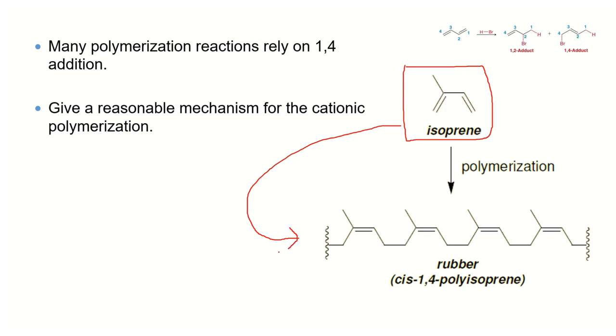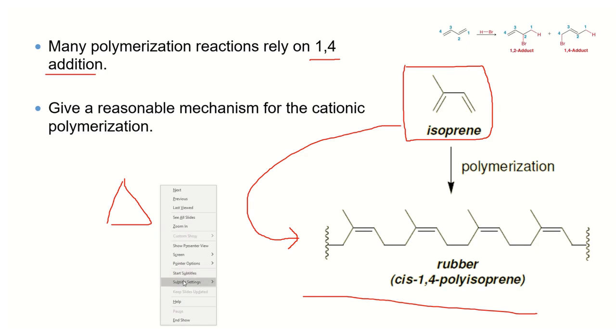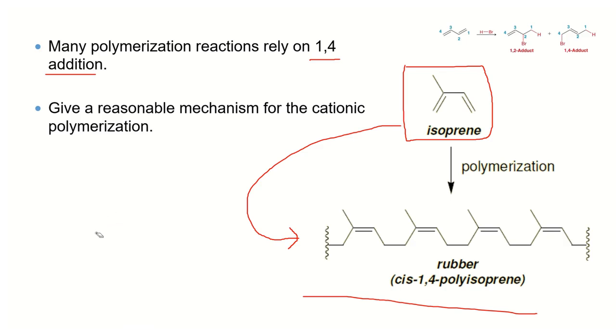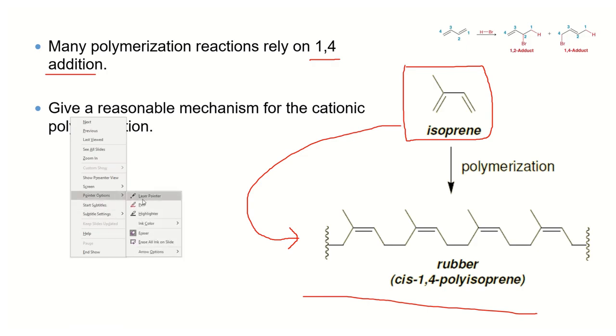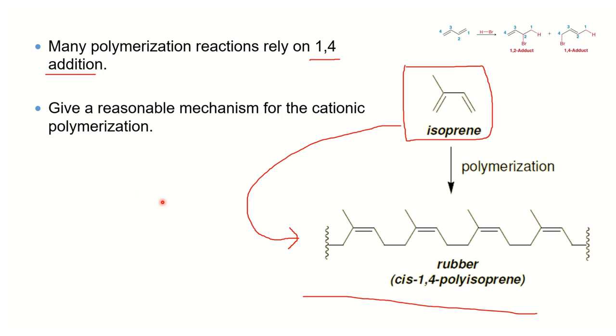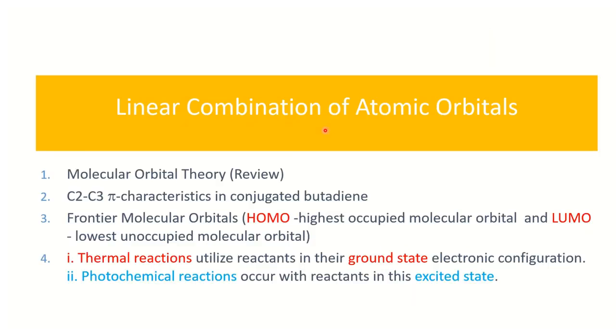Now you think about it for a second. This polymer is a product of 1,4 addition. 1,4 addition is, of course, thermal. It's like high energy. You need a lot of heat, high temperature. Why don't you give us a mechanism for this? We can maybe work on it next time we meet.